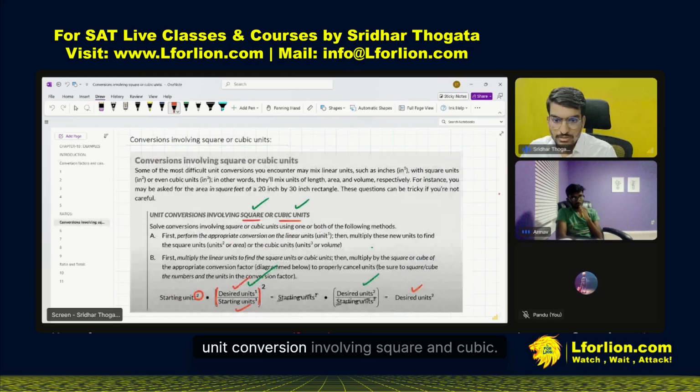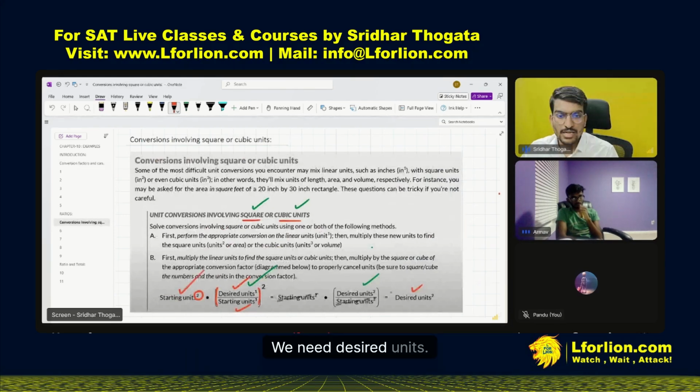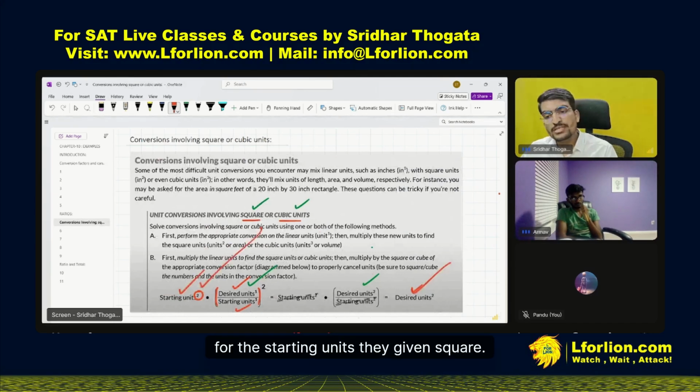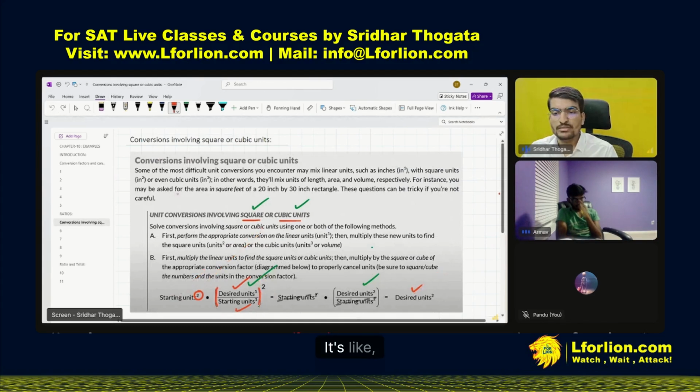Now here, do you remember unit conversion involving square and cubic? Starting units will be given, and we need desired units. But here for the starting units, they have given square. So for the desired and starting unit, we will square. Got it? It's like in the previous case, what we did, 1 hour by 60 minutes.